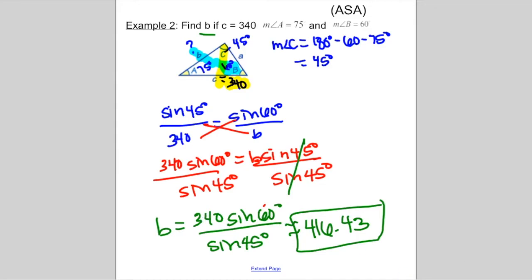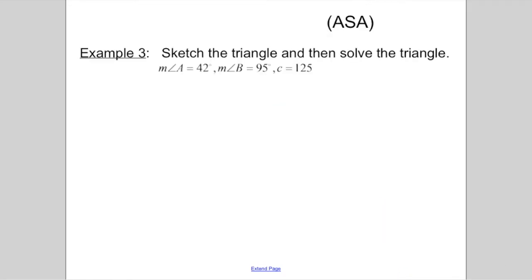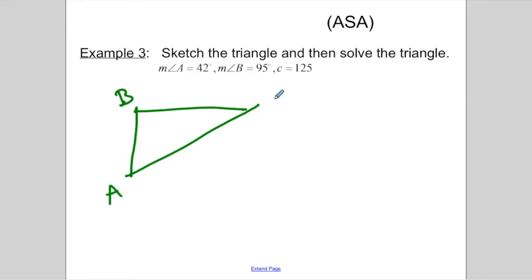Example 3, a little bit different. They tell us to sketch the triangle and then solve it. So I'm just going to draw myself a triangle, and I see I have A, B, and C. So I'm going to have capital A, capital B, capital C. Remember, the angles are always capital, and then the sides across from them are always lowercase. So little c, little b, little a. And then let's fill in what I know. Angle A is 42 degrees. Measure B is 95. And side C is 125.